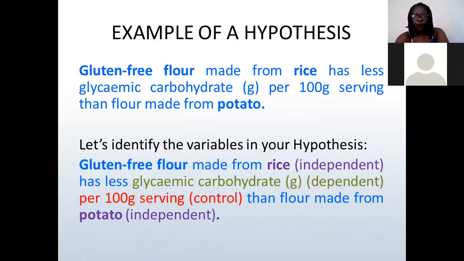For me, the gluten-free flour made from rice and also the gluten-free flour made from potatoes, that is the independent variable, because it's what I determine, the cause that I have. But the glycemic carbohydrate will be the dependent variable, the effect that I have. But it is important that per 100 grams serving is the control. Now, that is just an example to differ between the independent, dependent, and control variable.